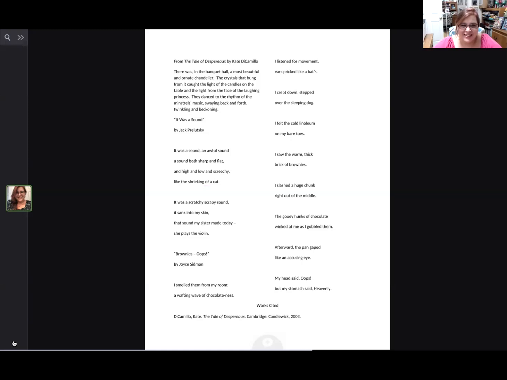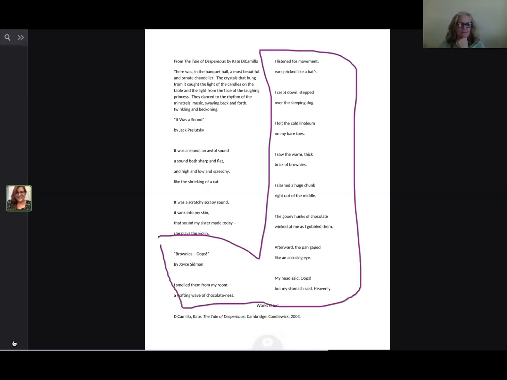This next one starts at the bottom and then goes over to the next column. This is called Brownie's Oops by Joyce Sidman, and it actually incorporates all the senses. So we start with scent.